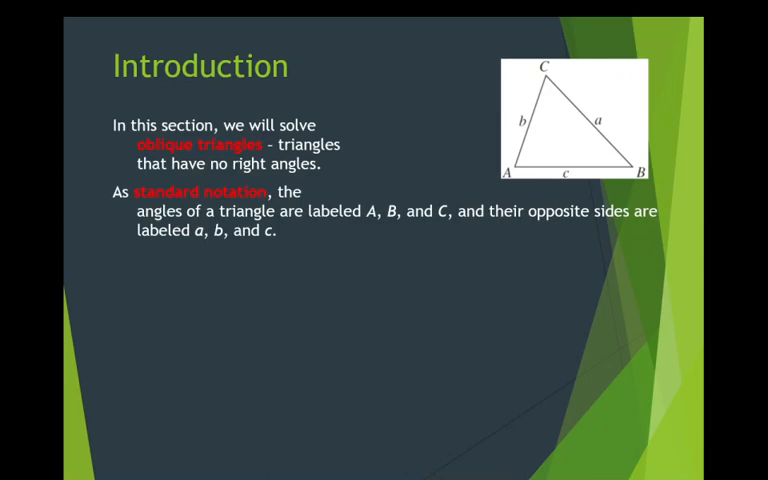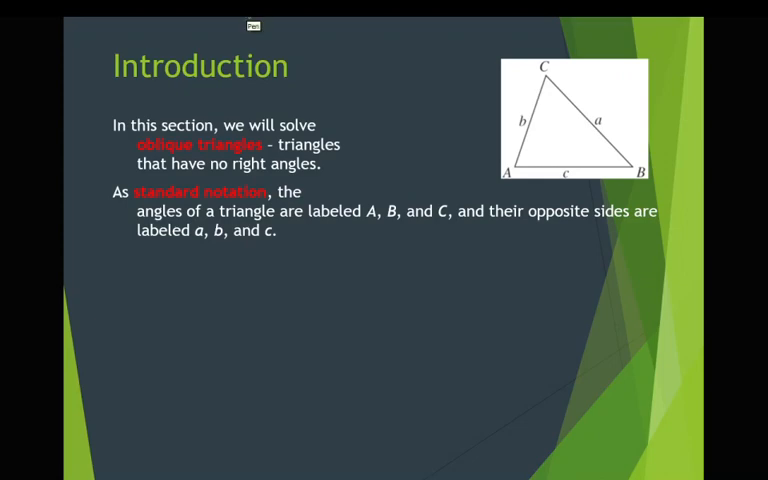The standard notation for triangles: we label their angles with capital letters A, B, and C, and their opposite sides are labeled with lowercase letters that correspond to those angles. So for instance, angle A right here is opposite from side a, and angle B here is opposite to side b, and angle C is opposite to side c. So triangles get their names from their angles. So this is triangle ABC.